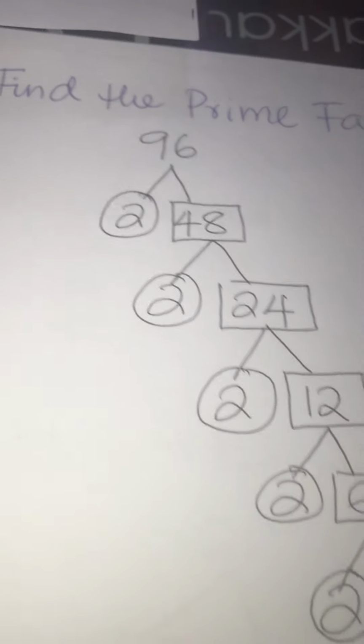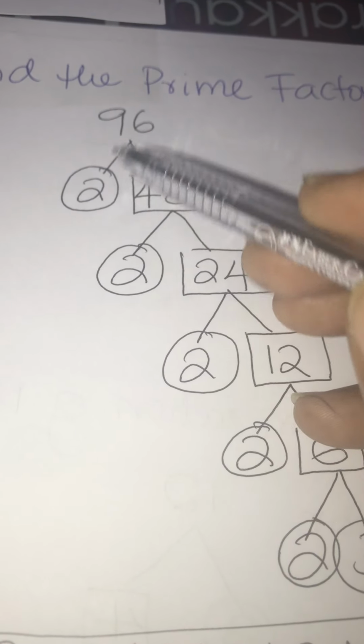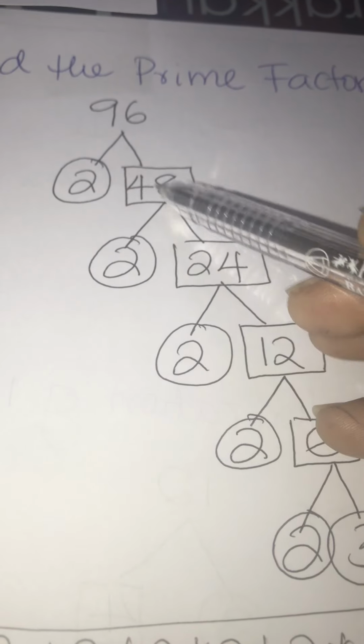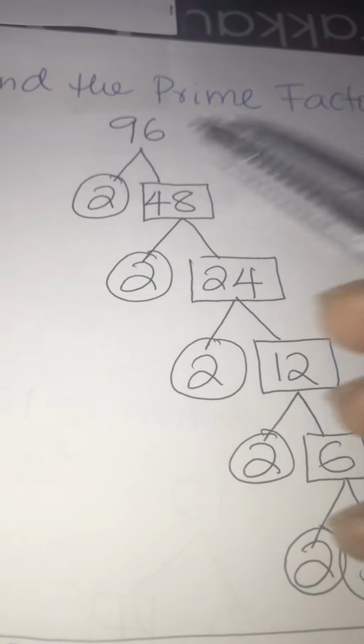Okay? Then, how did I know 2 times what? So I did 96 divided by 2, and it gave me 48. So that's how I know 2 times 48 gives me 96.